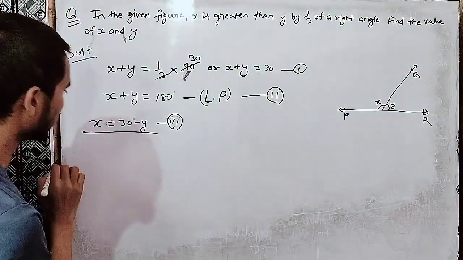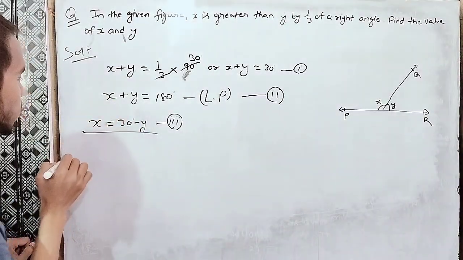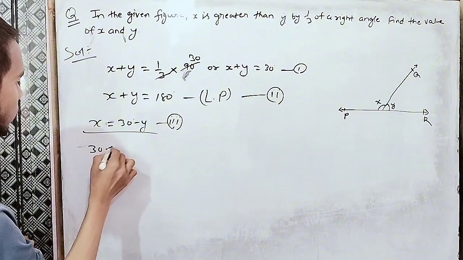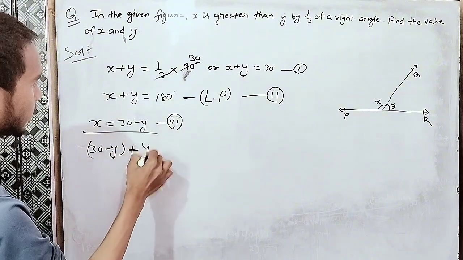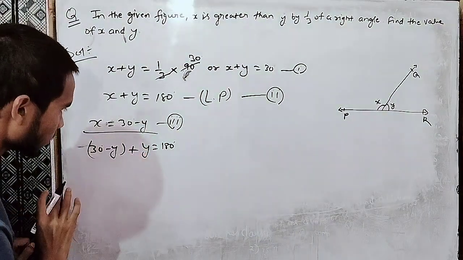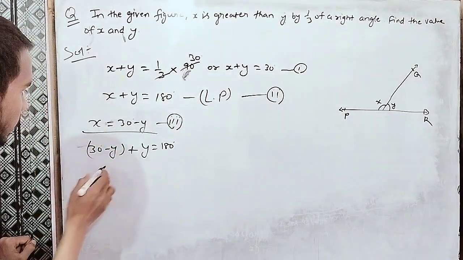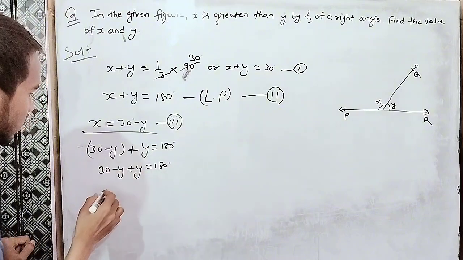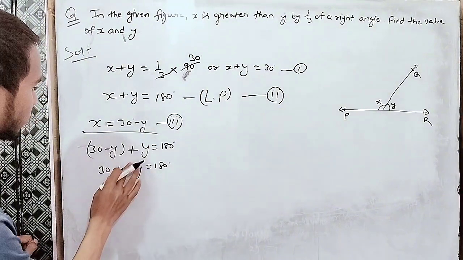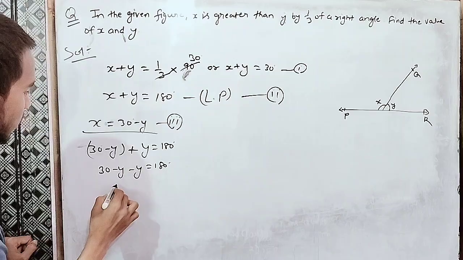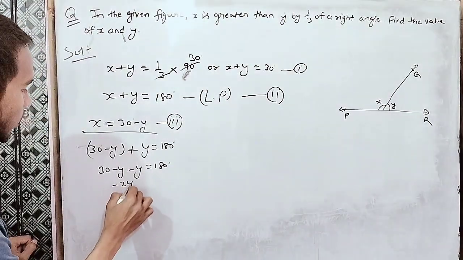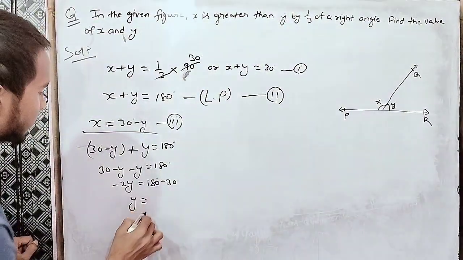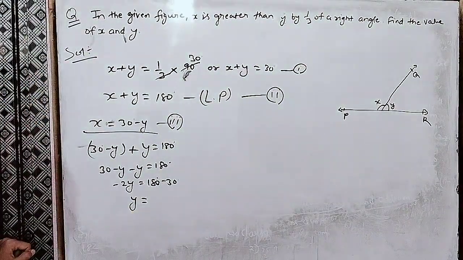We are going to put the value of x in equation 2. So the value of x is how much? 30 minus y. Then add y, whatever we have, and we will simplify it. We remove the bracket. Then we have 2y, 180 minus 30.